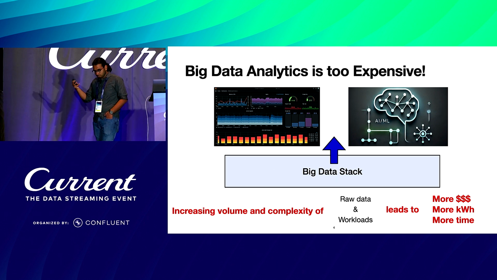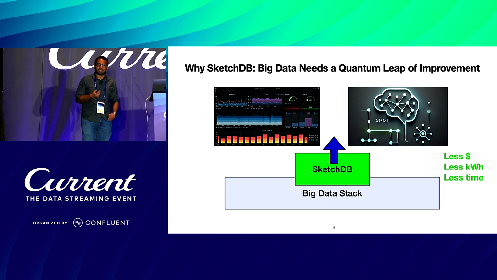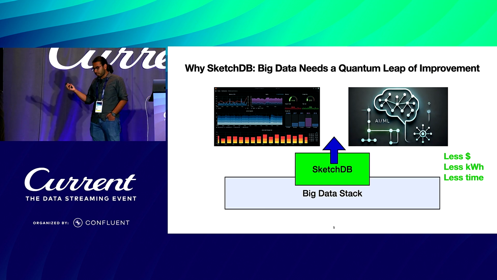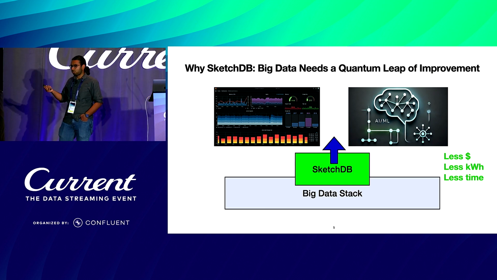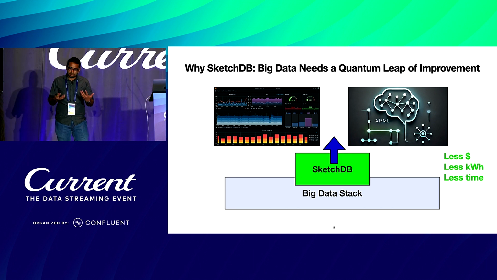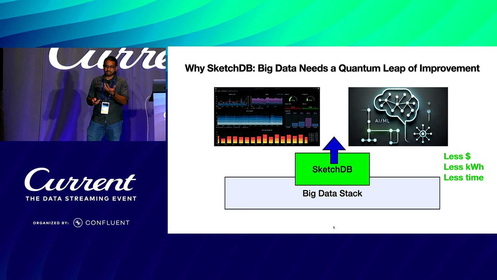And so you could actually think about having your traditional system optimizations, right? I could have a faster stream processing layer. I could have a faster database. Maybe I can write better SQL. But all of these traditional system optimizations, while useful, are not going to take you very far, right? What you need is a fundamental shift in the way you actually think about big data stacks. You need a quantum leap of improvement, and this is what SketchDB is trying to do here, right?